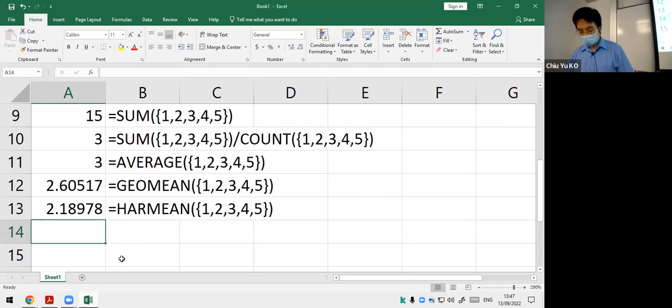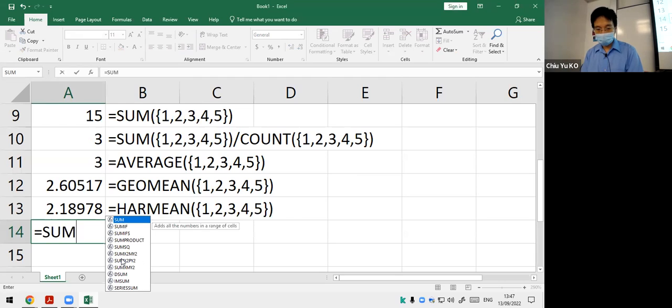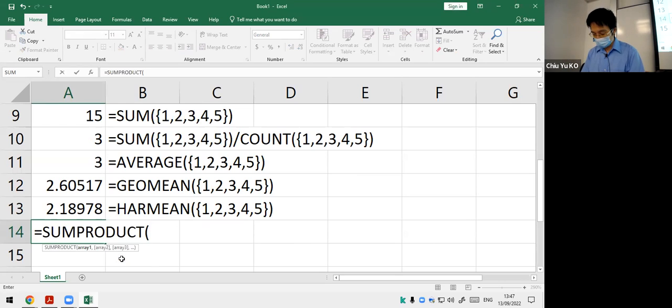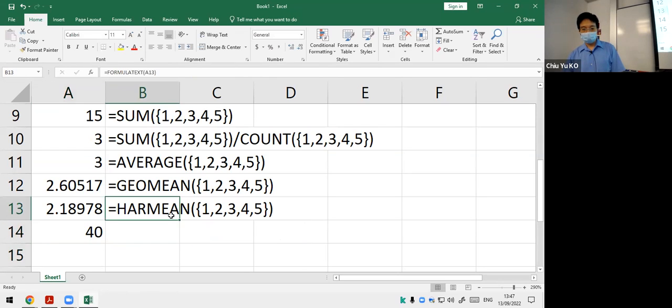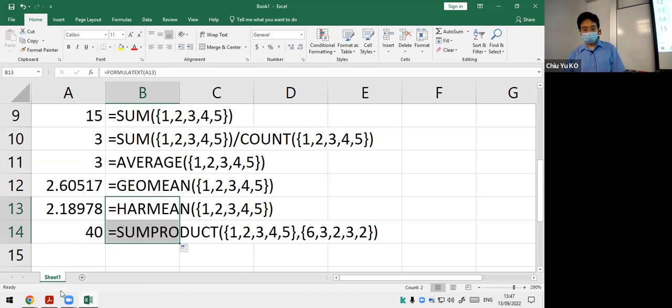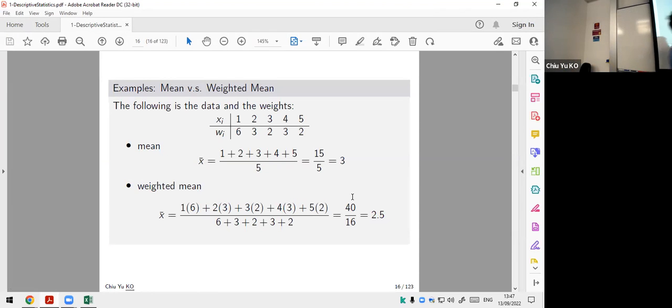Okay, so what we do is sum product. We input 1, 2, 3, 4, 5, and then 6. I forgot. 6, 3, 2, 3, 2. So this will be the numerator, 40, right? That's exactly what you expect to get looking at this one. The numerator is 40.